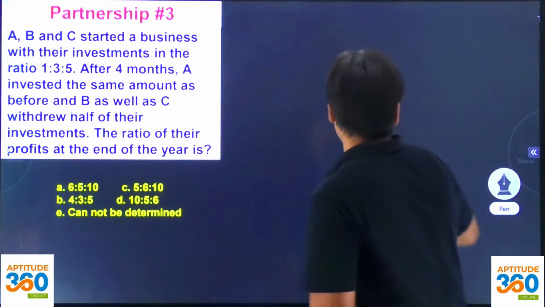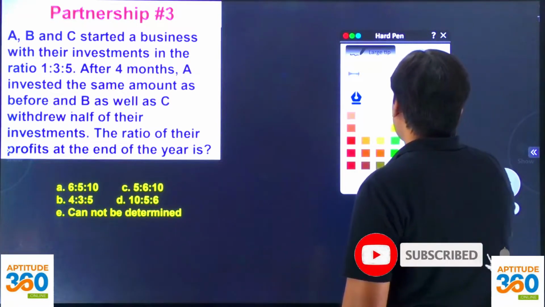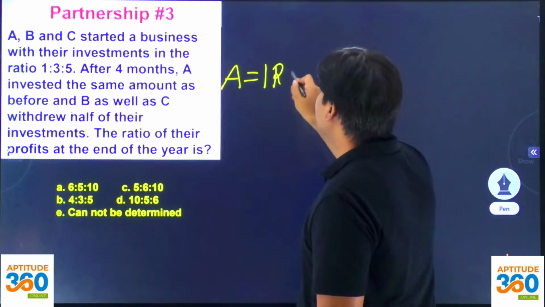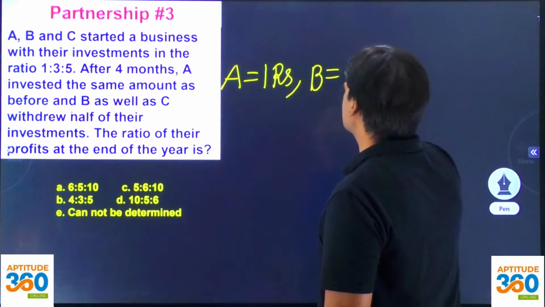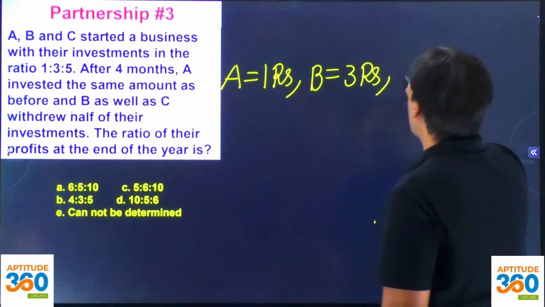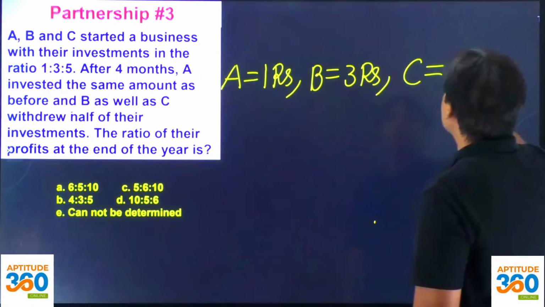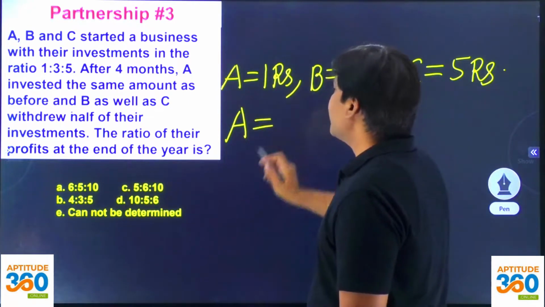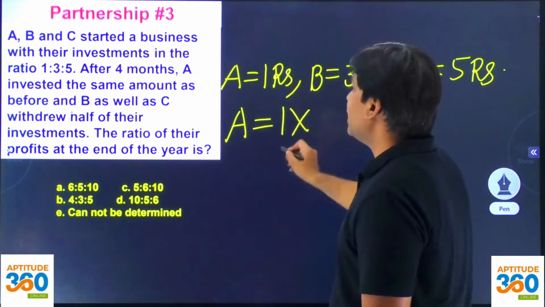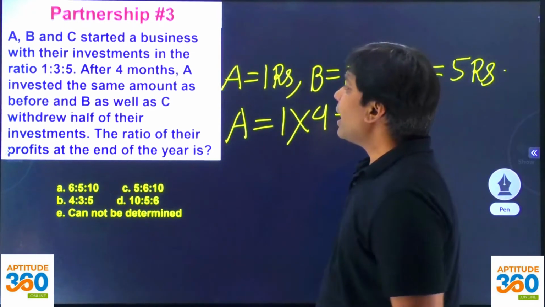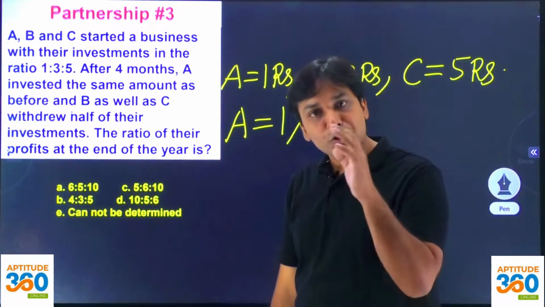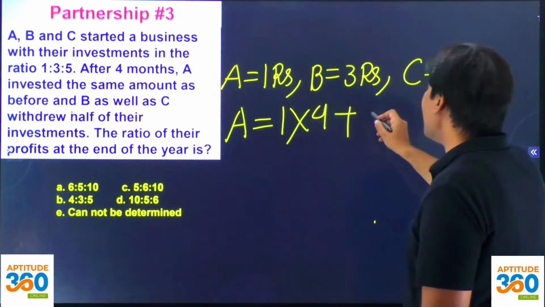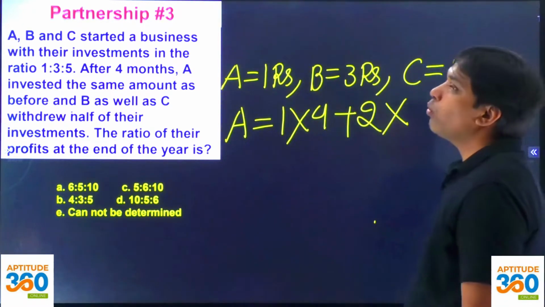So let us do the same thing again and see if it works. You say that A started the business with 1 rupee, B started this business with 3 rupees, and C started this business with 5 rupees. How do I find out the value for A? So A started with 1 rupee and after 4 months A has invested the same amount, further 1 more rupee. So the total capital of A becomes what? 1 plus 1, which is 2.